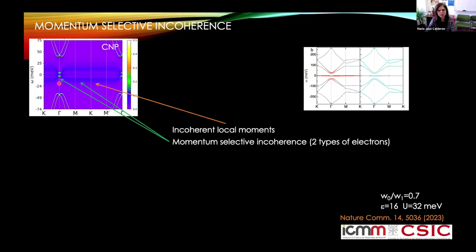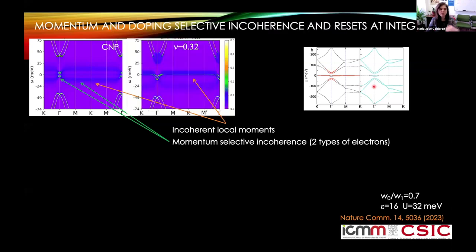Okay, so we have a different presence of incoherence as a function of the momentum, and this is just a reflection of these two kinds of electrons. If we start doping, we see that the electrons, remember, start to fill the less correlated orbitals. So the AAP ones still are very incoherent.